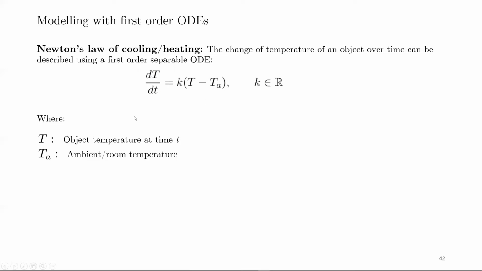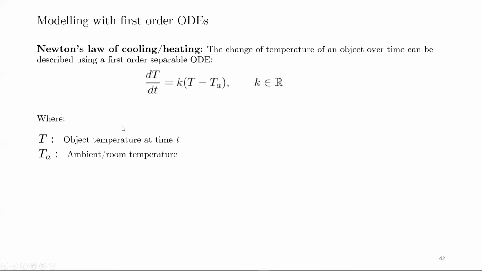So let's define these things. T is the object temperature at time t. T_A is what we call the ambient or room temperature. And K is just some constant. So we have this lovely differential equation which describes how objects, let's say hot objects placed in cool rooms, cool down over time, or the opposite: a cold object, where T is small and the ambient temperature is large, and how that object heats up over time.